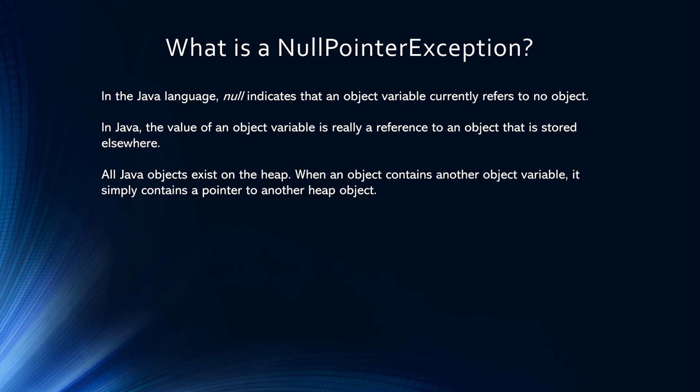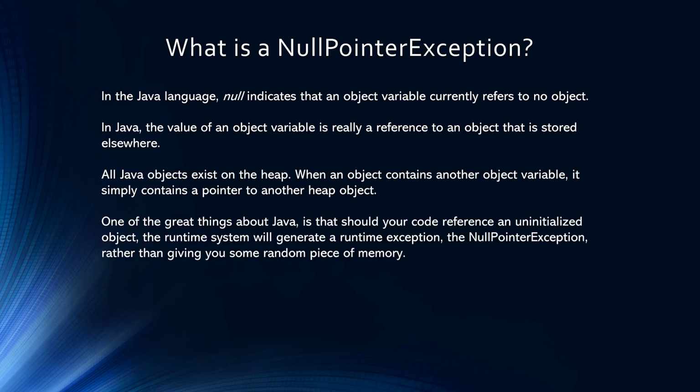Should your code reference an uninitialized object, rather than giving you back some random piece of memory, like in the C or C++ language, the Java runtime will generate a runtime exception, the null pointer exception. This gives you the opportunity to do something resourceful in your code, like respond to that event and keep going to get to a recoverable state.